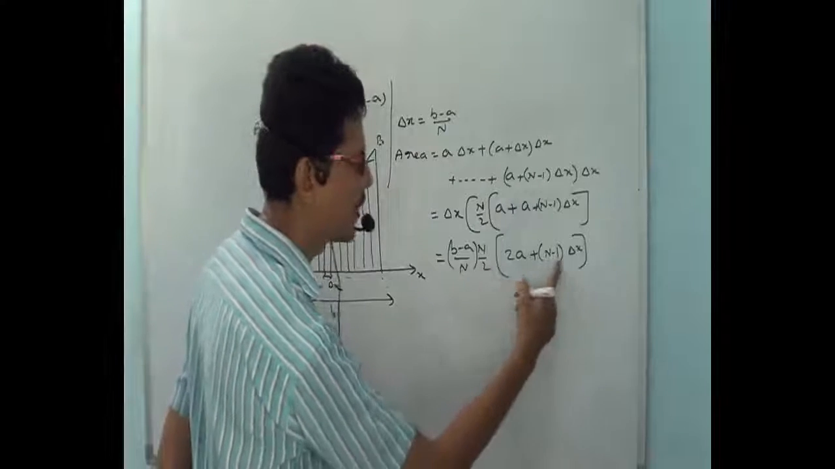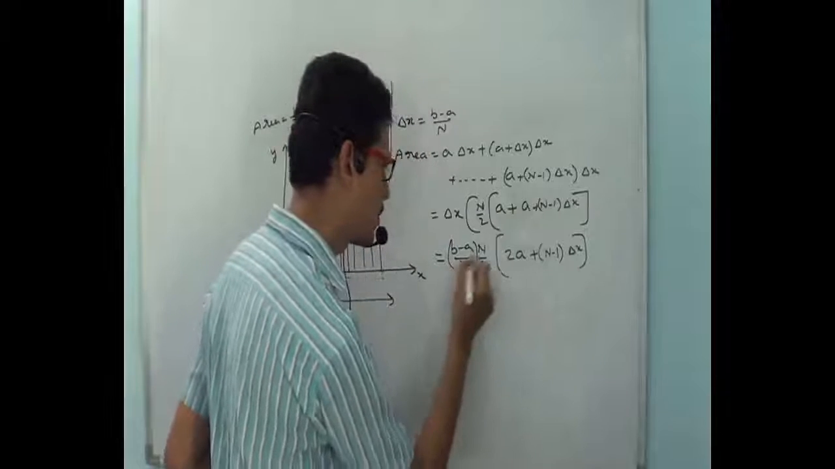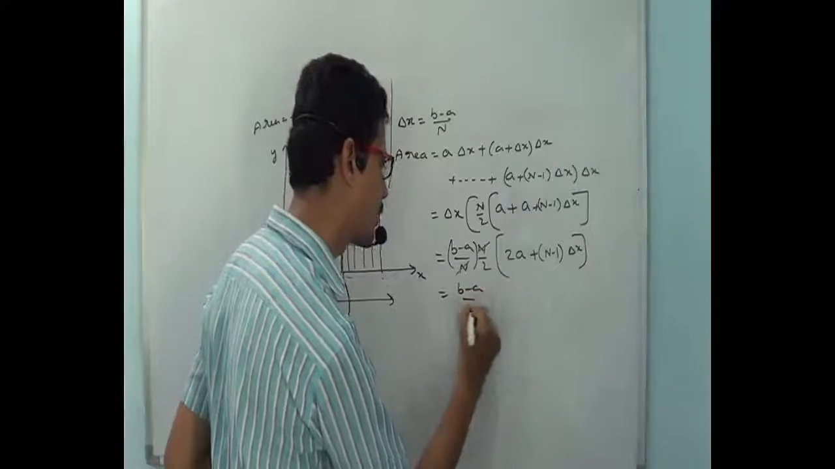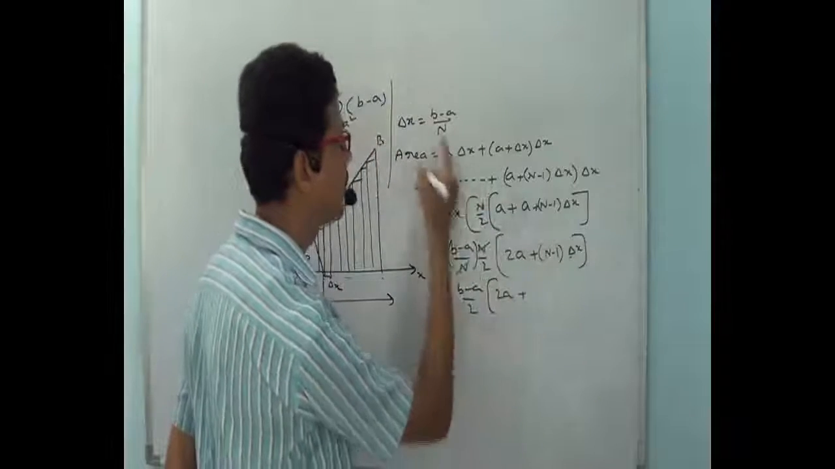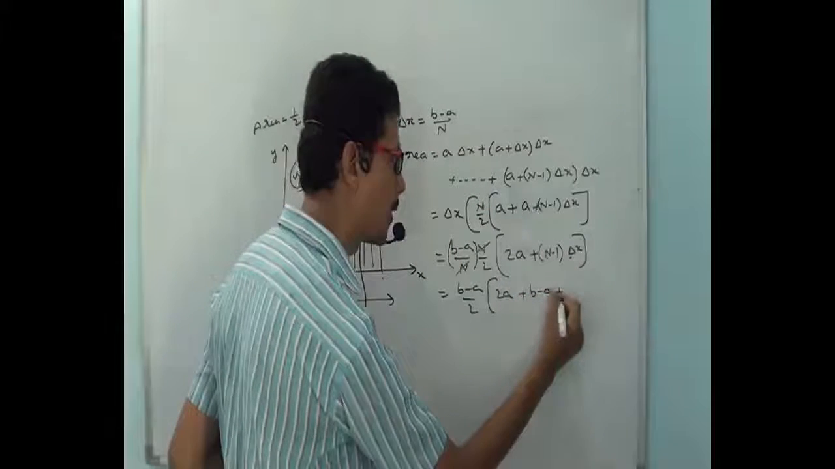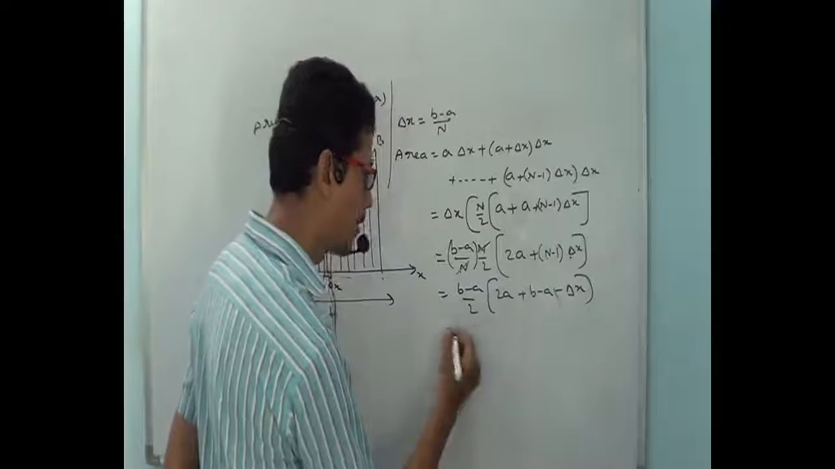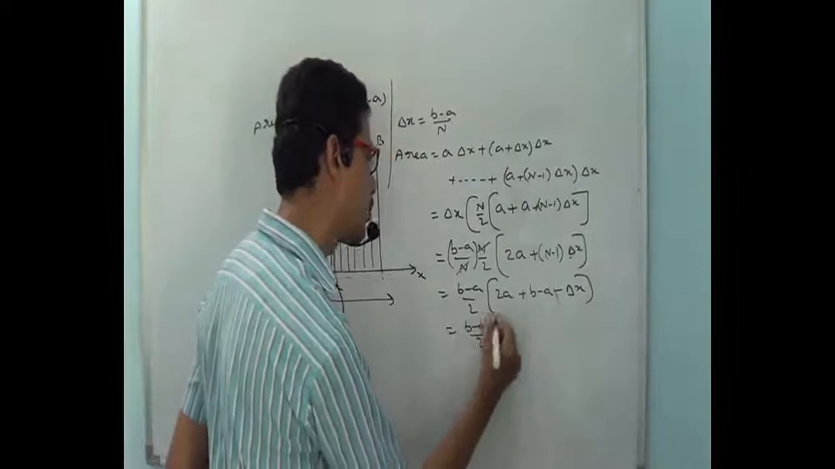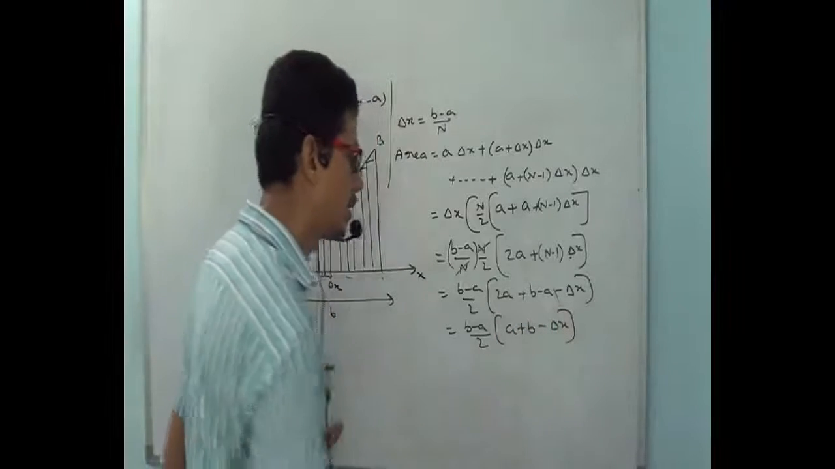What is n delta x? N delta x is b minus a. This I will write, this is cancelled. B minus a by 2 into 2a plus what is n delta x? B minus a, minus delta x. This is what is left: b minus a by 2 into a plus b minus delta x.